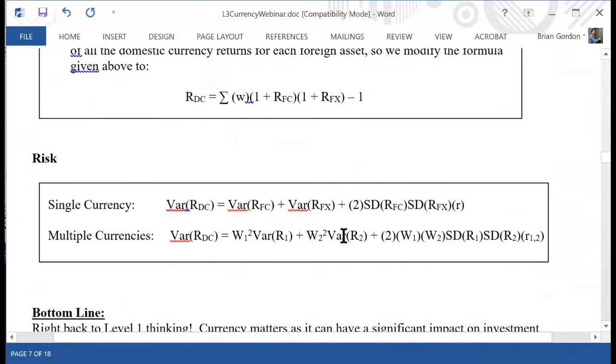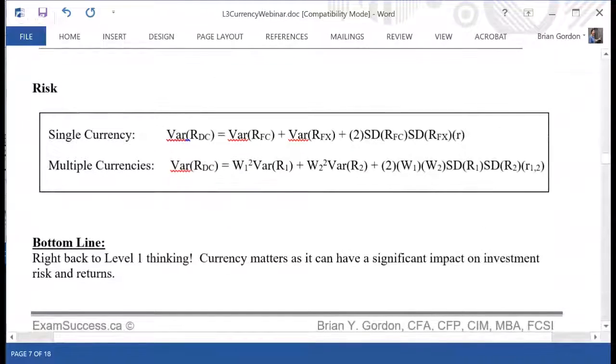and so on. Just like our level one formula for portfolio variance, or if I take the square root, portfolio standard deviation, times 2 times the weighting in 1, weighting in 2, standard deviation of 1, standard deviation of 2, the correlation between the two currencies as well. So the bottom line here, maybe there'll be a simple question on risk and return, but it takes us right back to our level one thinking. Okay, that's what I want you to take away here from this material.